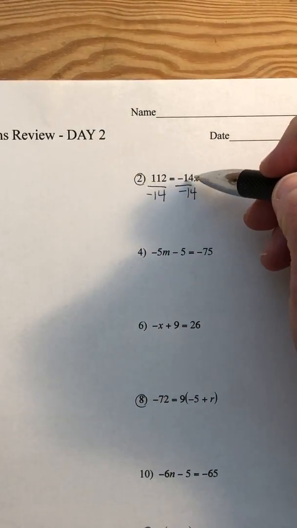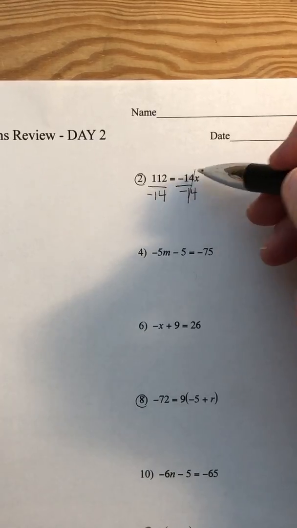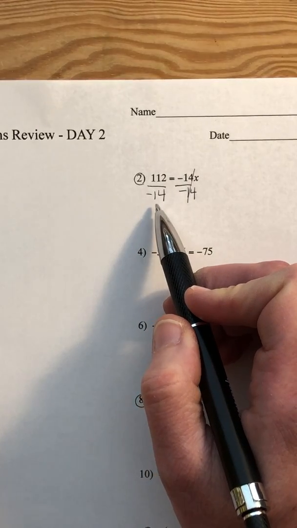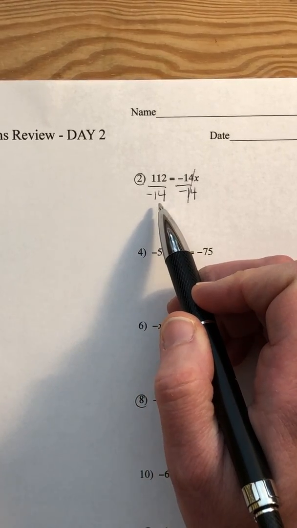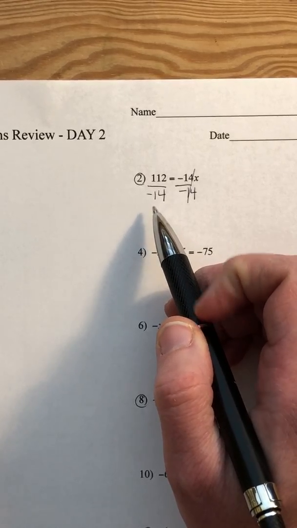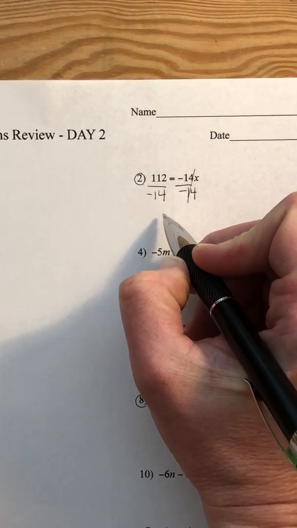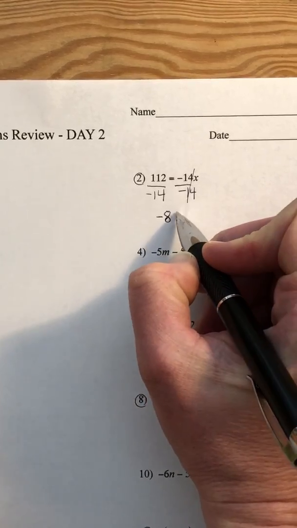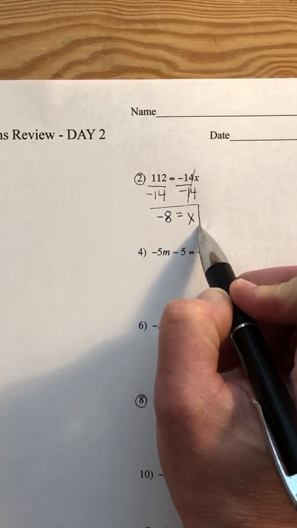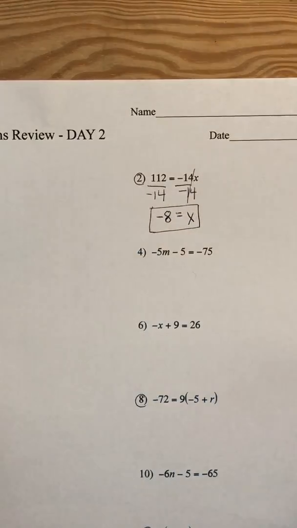Negative 14 divided by negative 14 equals 1, and so we're just going to cancel that out. And 112 divided by negative 14. Grab your calculators, plug it all in there. You're going to get negative 8 equals x. And that's all you need to do there.